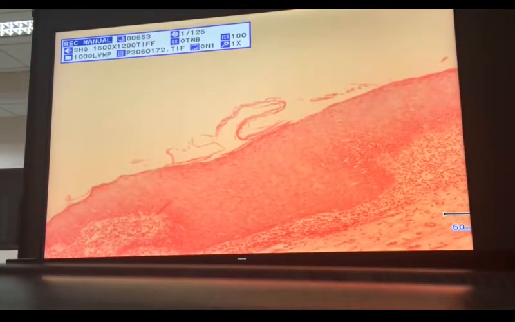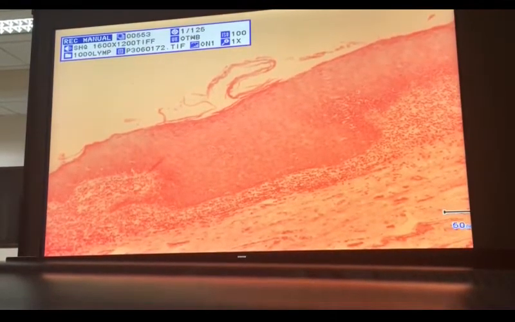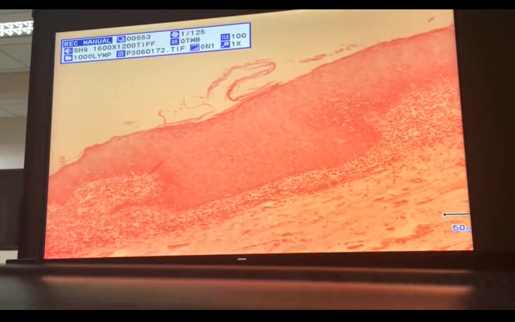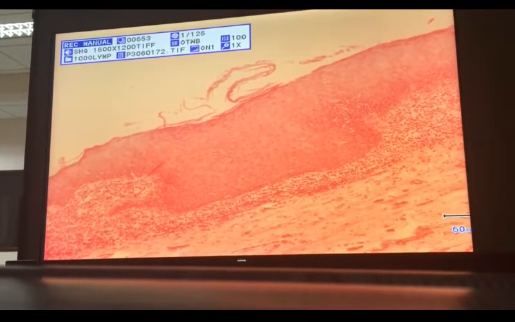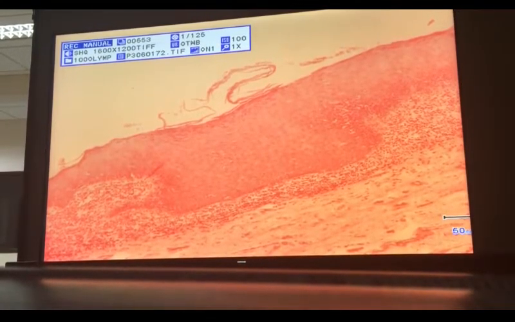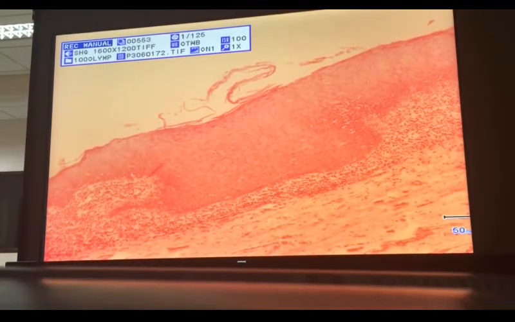How about the vagina? What is the epithelium lining the vagina? Stratified squamous. Non-keratinizing. You can just imagine if the vagina were also keratinizing, during sexual intercourse it would be irritated.